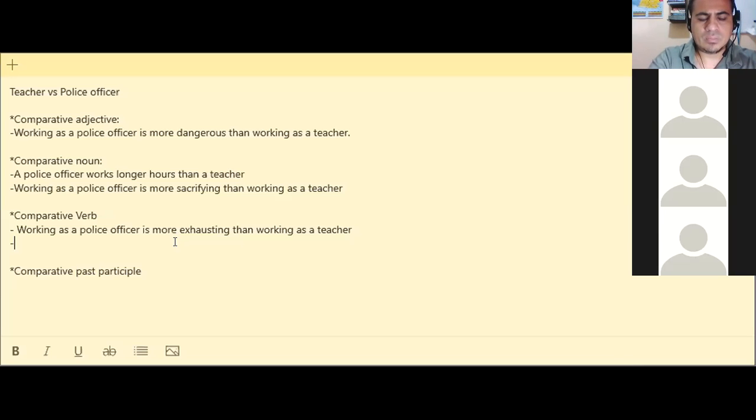I think we have the examples in the platform. I don't know if you can share the screen or the platform. Give me a minute. En el grupo de WhatsApp puse los ejemplos que estaban en el video de verbs and past participles. So you can see the picture there in WhatsApp so that you can have an idea. Let's see. Next.